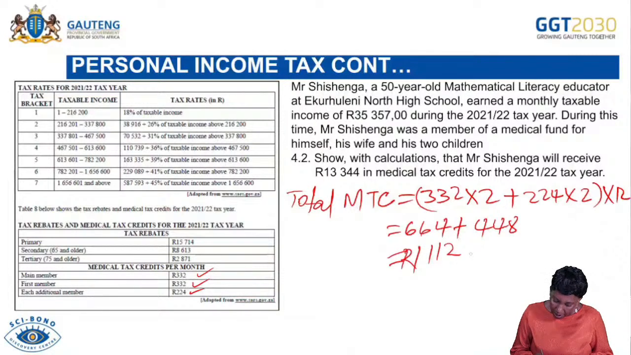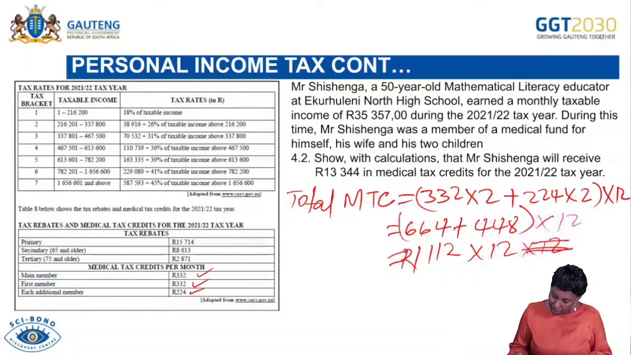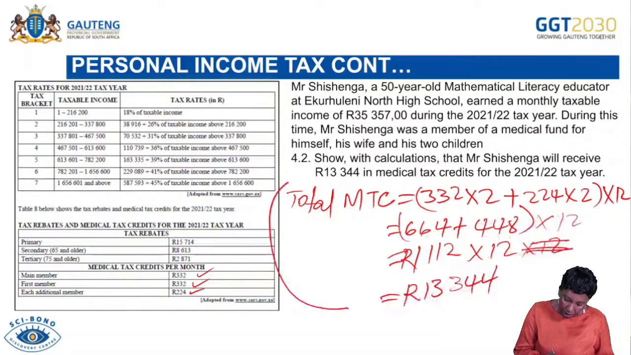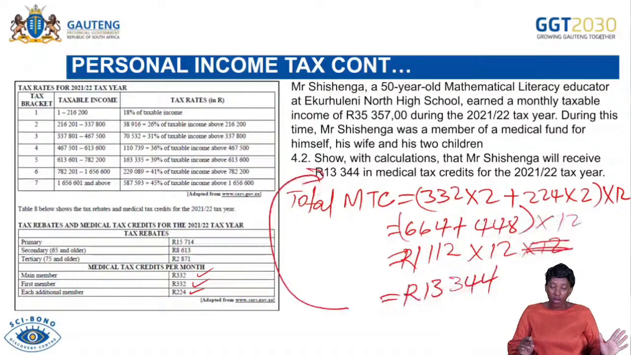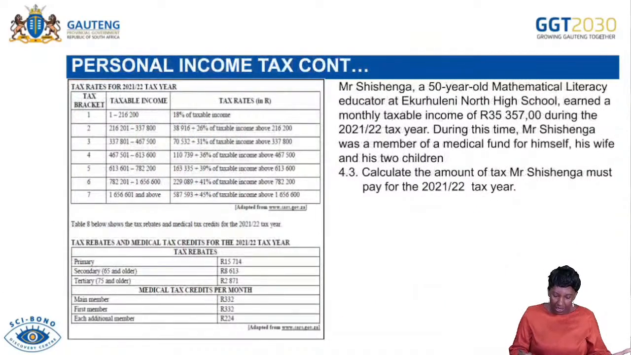1,112. And then I multiply it by 12. Remember, I said everything I have to multiply it by 12. So I am multiplying this by 12 because I'm converting it to annual. Then I got my answer to be 13,344, of which it is what is given. So now if the examiner says shows, you have to do all the calculation. Can you see how simple it is to work with the medical tax credit?